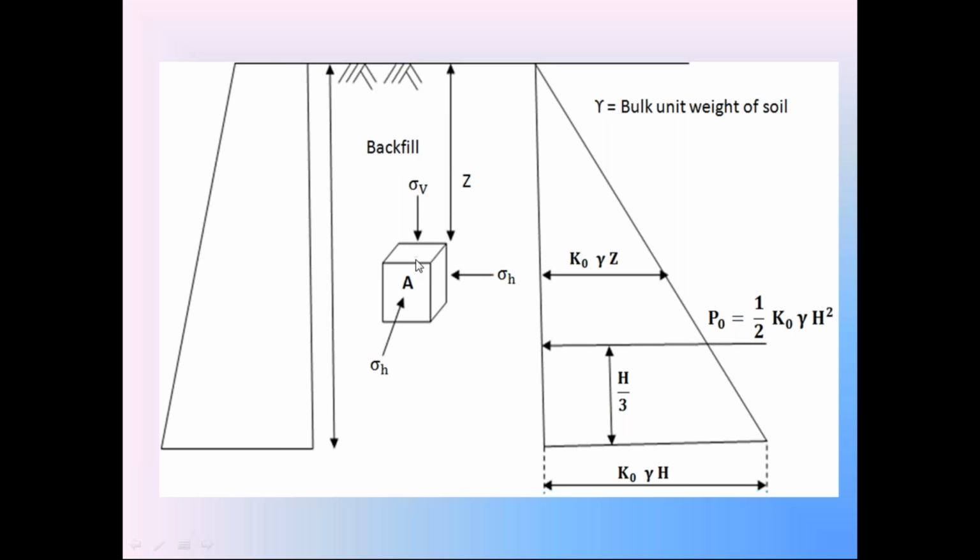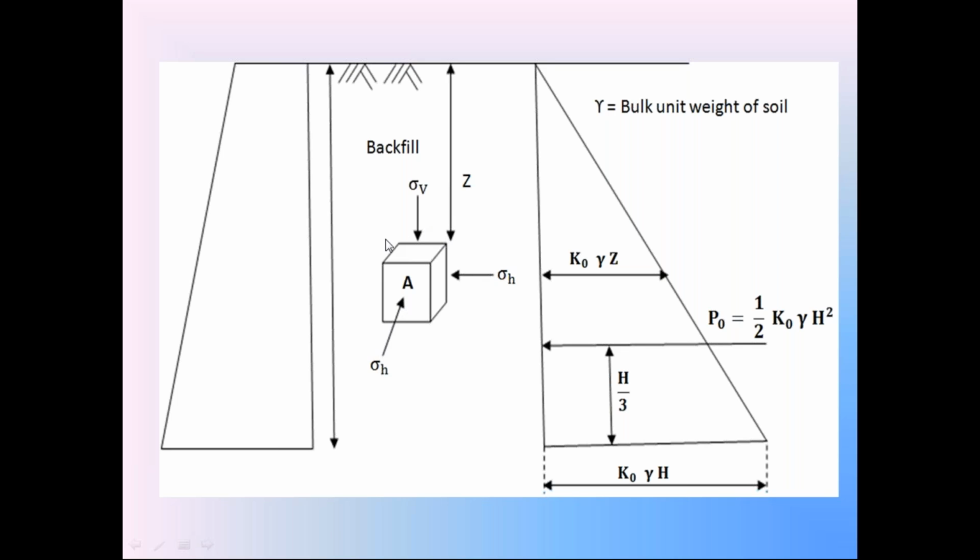In the backfill, the soil element is subjected to 3 mutually perpendicular normal stresses. Along the x-axis, the normal stress is sigma h. Along the y-axis, the normal stress is sigma v, the vertical stress. Along the z-axis, the normal stress is sigma h.